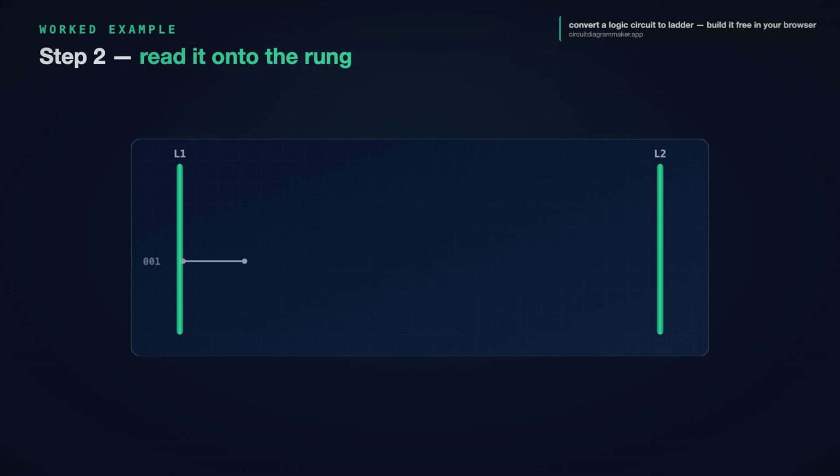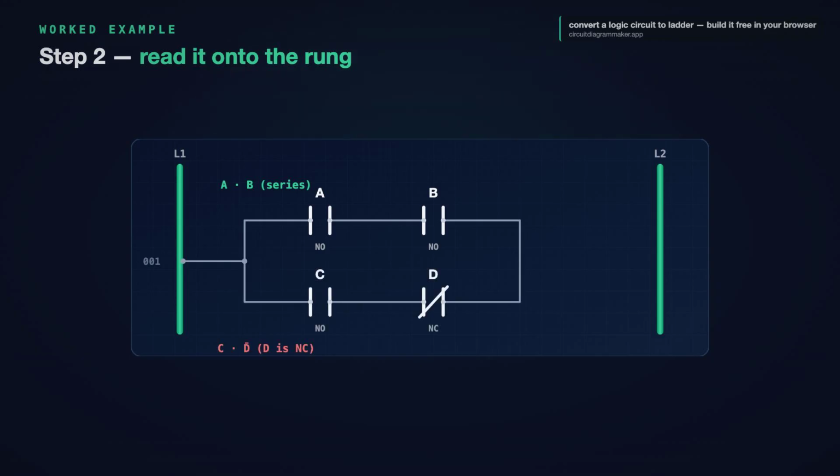Now we just read it onto a rung. Read it left to right. The expression is 2 AND terms joined by an OR, so straight away we know the rung has 2 parallel branches, 1 for each term. Top branch, the first term, A AND B. That is an AND, so contacts A and B go in series. A then B, nose to tail.